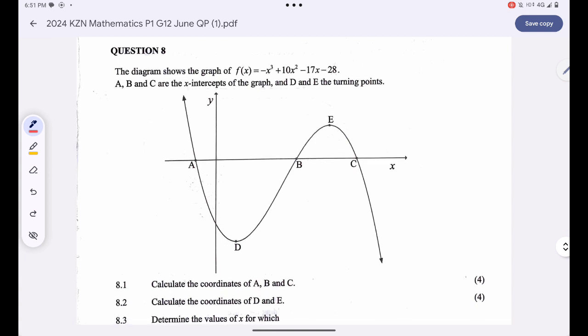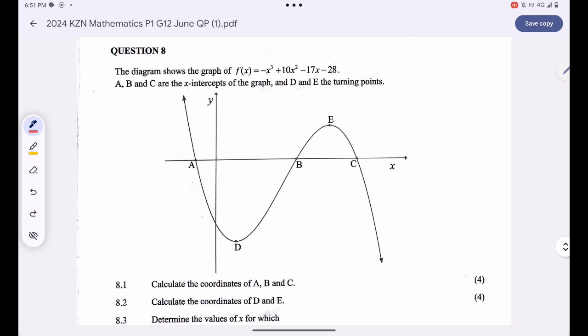Okay, the diagram below shows the graph of f of x, and then we are told that A, B, and C are the x-intercepts of the graph. D and E are the turning points of the graph.